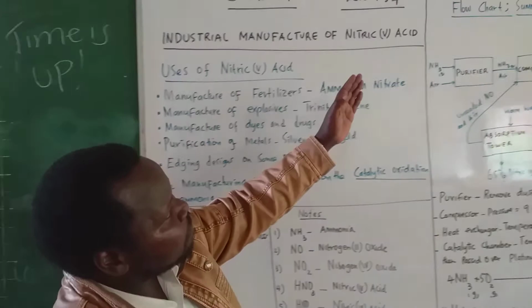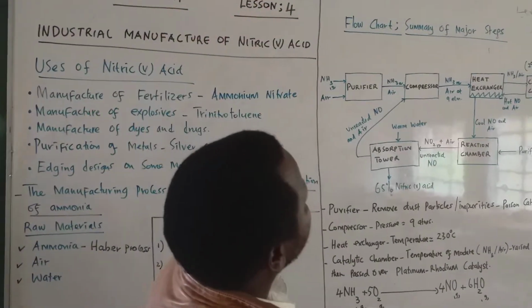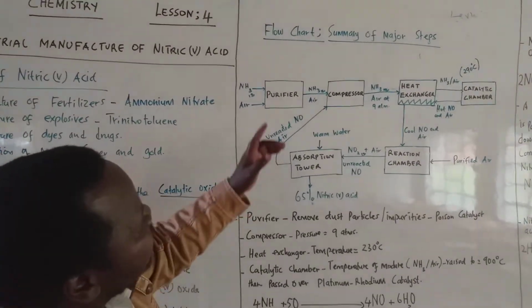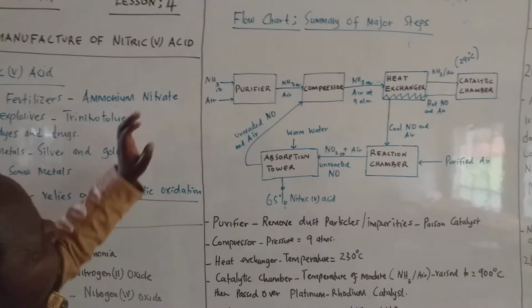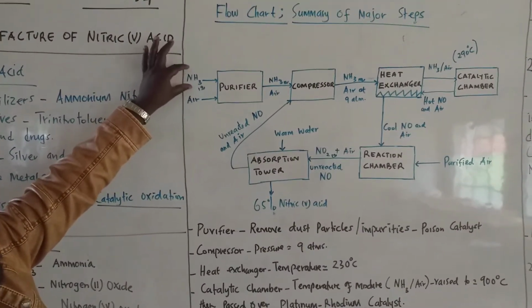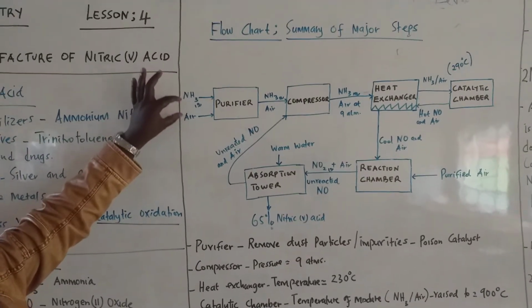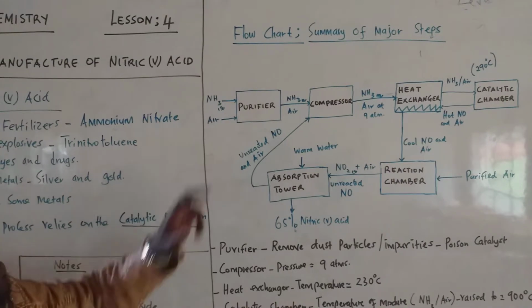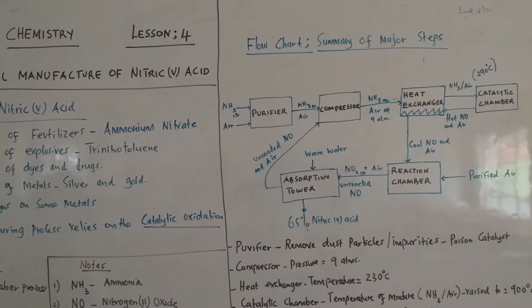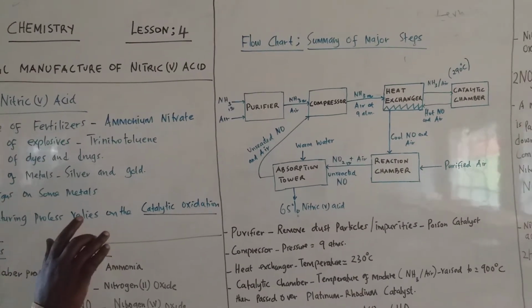Now, our focus on the flow chart, which is the flow diagram for the summary of the major steps of this process, is that you will begin with the two raw materials, ammonia and also air, into the purifier. The purifier removes the impurities, dust particles and others.